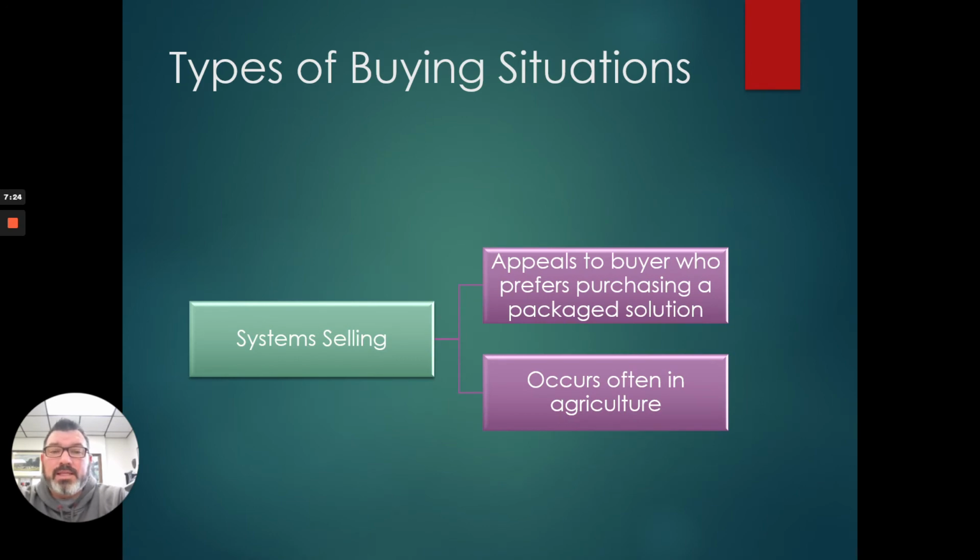Next is what we call systems selling. And these appeal to a buyer who really likes a packaged solution. And again, this happens really often in agriculture. And I'll give you a great example.